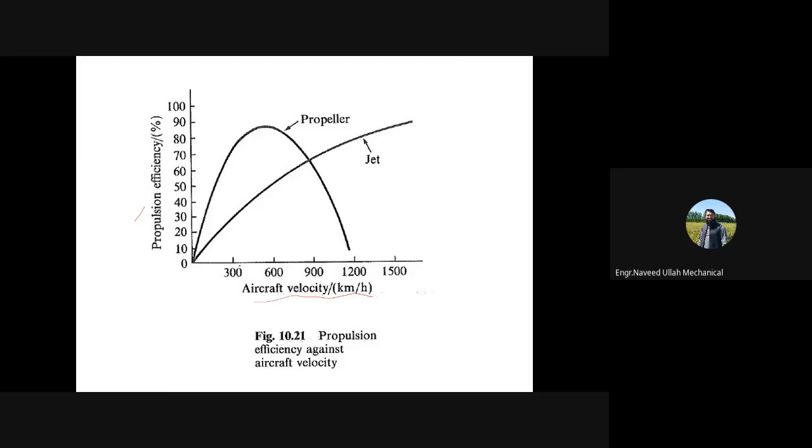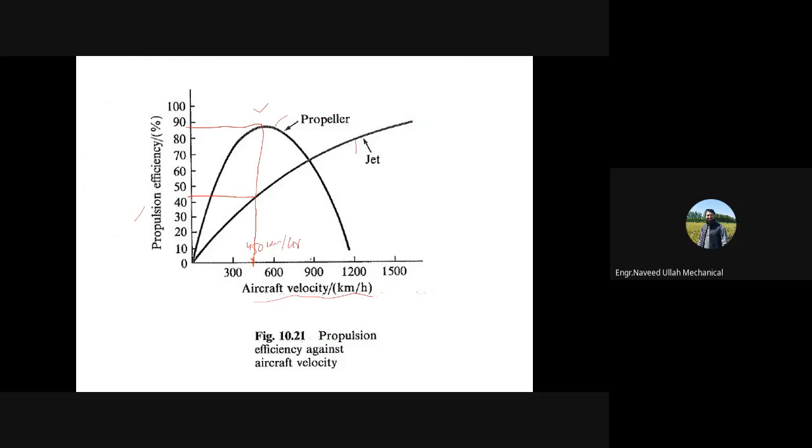Now look, okay, let's say the aircraft velocity is around, for example, 450 kilometer per hour, theek hai na? So this is a jet engine and this is propeller type engine, a turbojet or turboprop. So you can see that turbojet is giving you around 42% propulsive efficiency. But for the same speed, propeller type aircraft is giving you what? Around 85% efficiency. So better is to use turboprop for low speed.